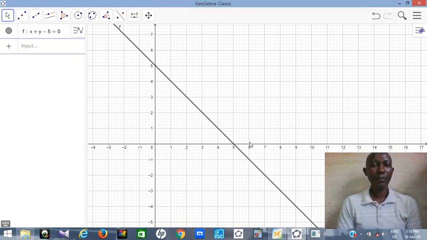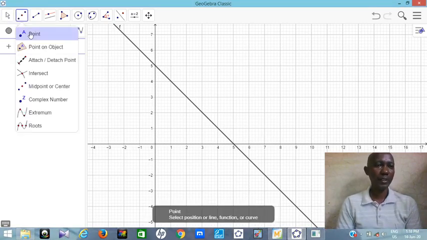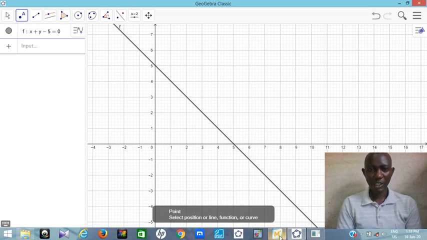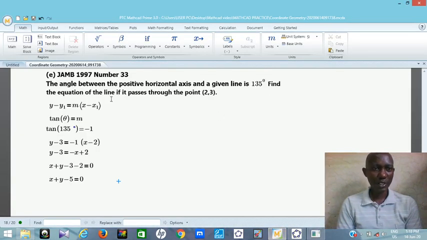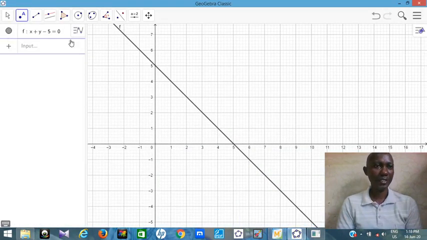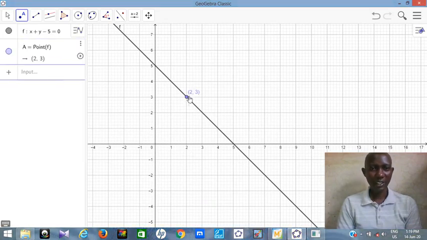This is the positive x-axis, while this is the negative. It is the positive side we are taking as our angle. Take note of that. Then let's locate that point now. Let's locate the point, because the question said this line passes through this point. So find the equation of the line if it passes through this point. So let's locate point 2, 3. If it passes through that point, the first condition is satisfied. So when x is 2, y is 3, you can see it's correct. You can see 2, 3 passes through this point.